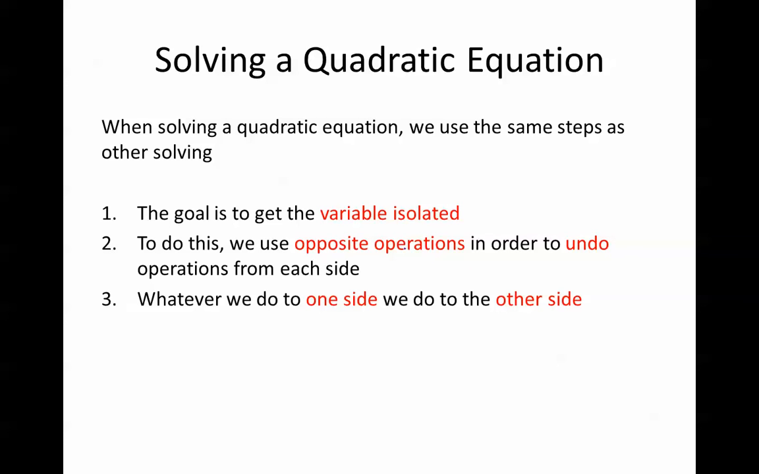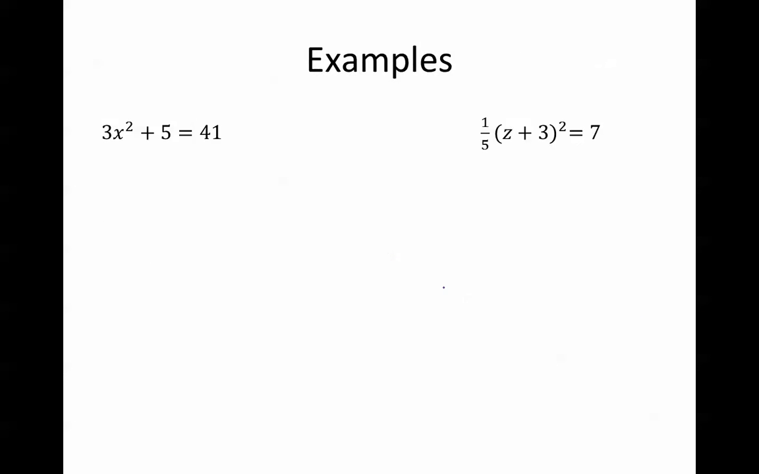So solving a quadratic, we're going to use the same steps as other solving. The goal is to get the variable isolated. To do this, we use opposite operations in order to undo operations from each side. And whatever we do to one side, we do to the other side. This is the same as all solving that we have done thus far. The only thing that's different now is we have this additional operation of the square. So what we're going to do is isolate this portion, the square portion.